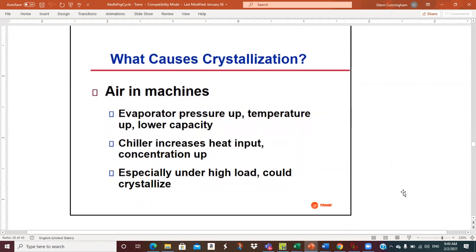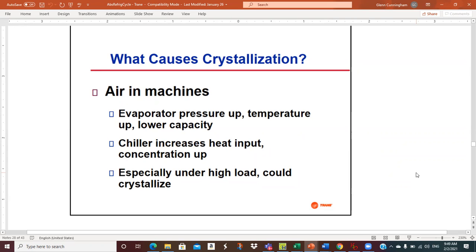So what causes crystallization? We'll have a number of slides that go through different things that can cause issues. First, air leaks in machines. What happens is in the evaporator, which is where we do the cooling, the pressure goes up. Well, if the pressure goes up, the temperature goes up, so instead of evaporating this water at 40, maybe we're evaporating it at 45 or 50. That lowers the capacity of the machine. You can't get the refrigeration out.